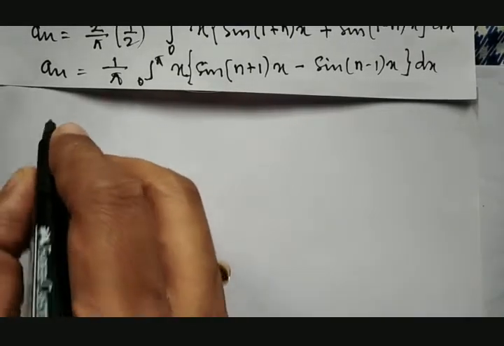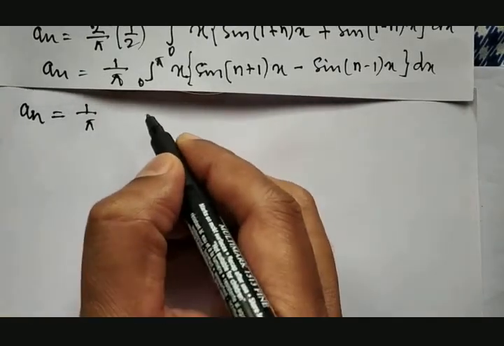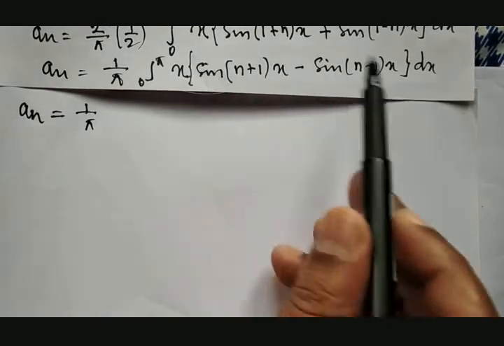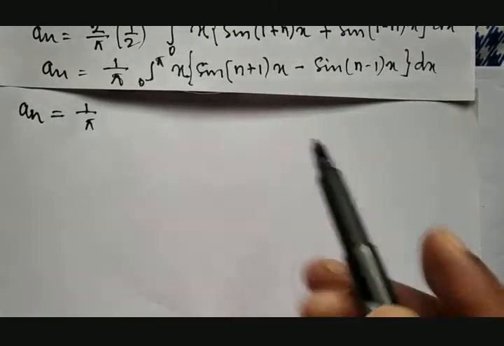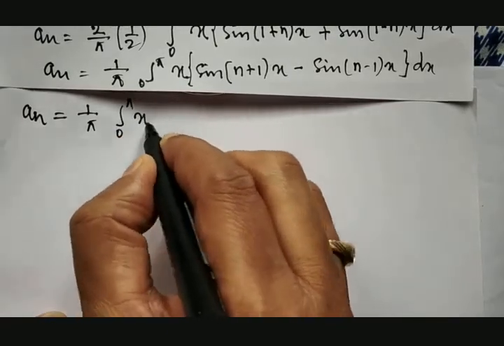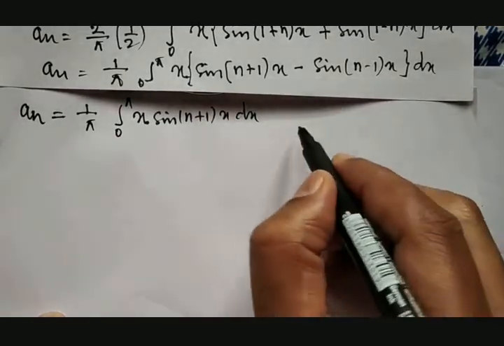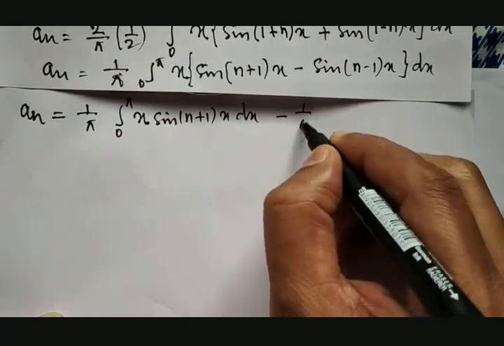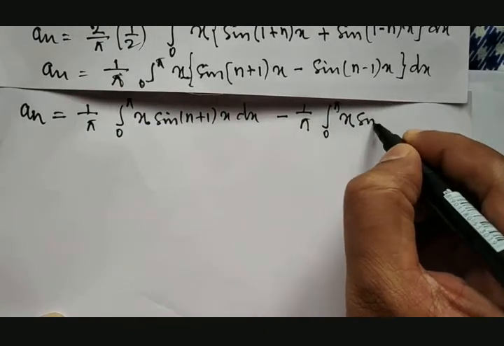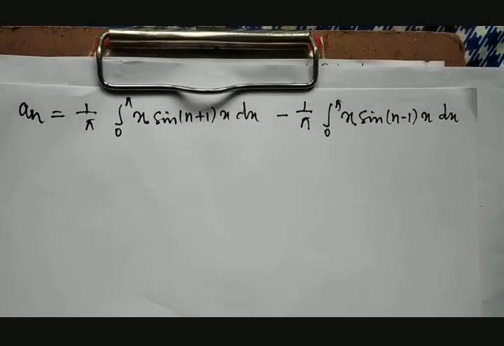Therefore, further we will be taking an is equal to 1 divided by pi into, we can see here it's a product of these two functions, x into the whole bracket. Now what we do, we segregate them, like it becomes 1 by pi into integration from 0 to pi x into sine of n plus 1 x with respect to x minus 1 by pi into integration from 0 to pi, then x into second term, x into sine of n minus 1 with respect to x.